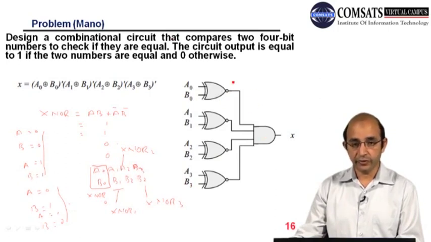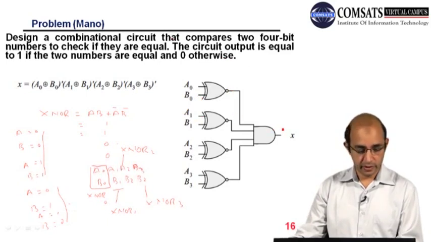So if all the 4 bits are equal, we will have a 1 here, so it means the 2 numbers are equal. If any one of the corresponding bits is not equal, we will have a 0. So this is the philosophy or logic behind these combinational circuits, that we have to compare the corresponding bits at each position.